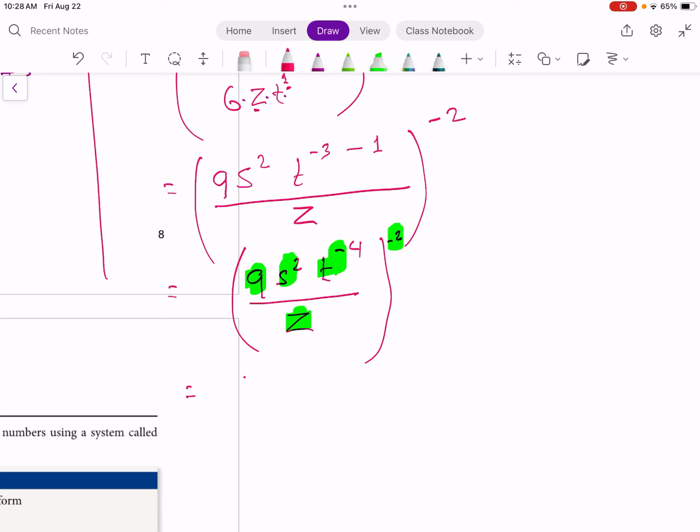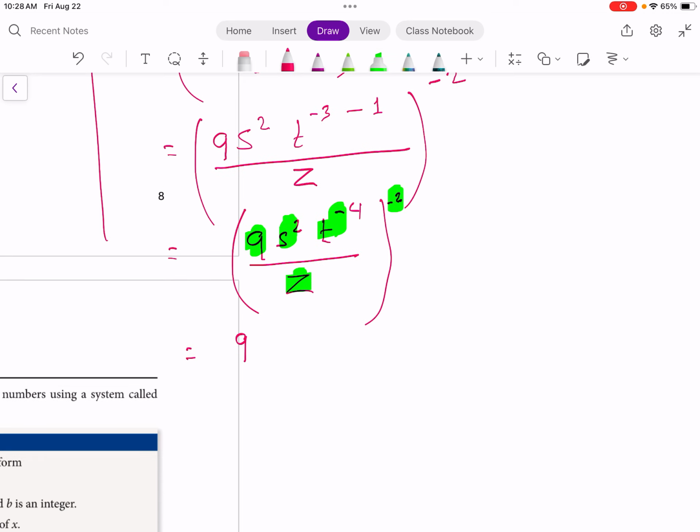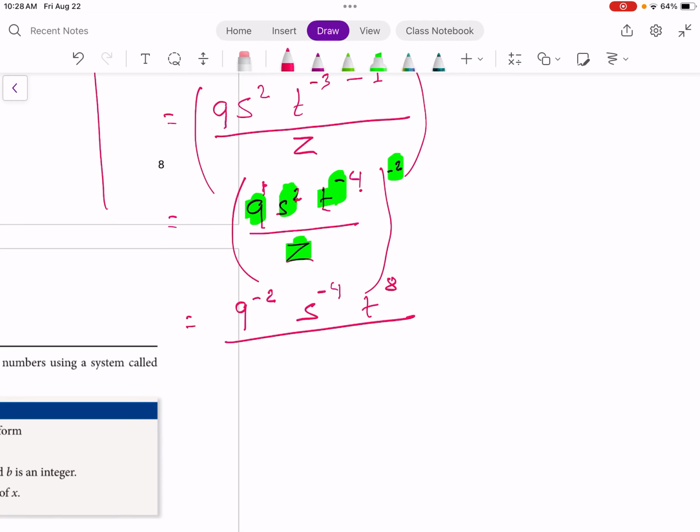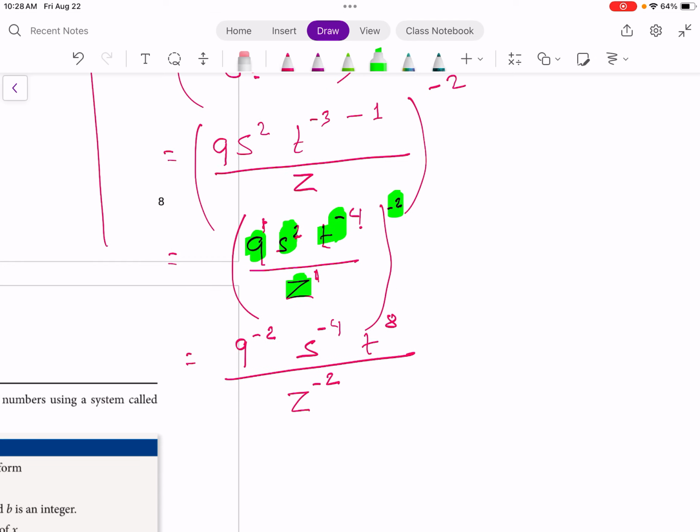So this is 9 to the power, that 9 has exponent 1, right? 1 times -2 is -2. s with exponent 2 times -2 is -4. t with exponent -4 times -2 is +8. Divided by g, which has exponent 1, so g to the power 1 times -2 is -2. Since every term in the numerator and denominator is in a product form, you are multiplying this exponent with the exponent of each term.